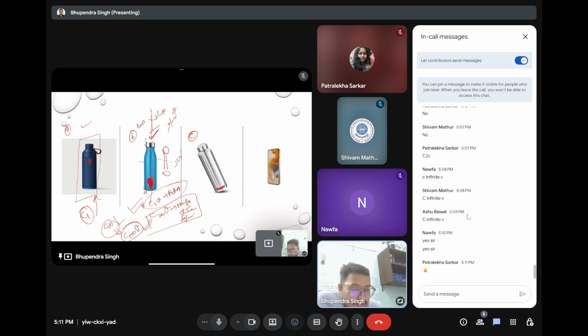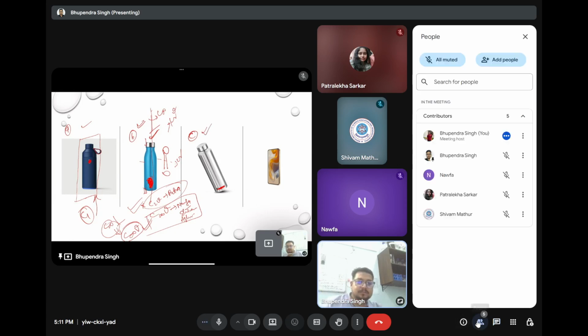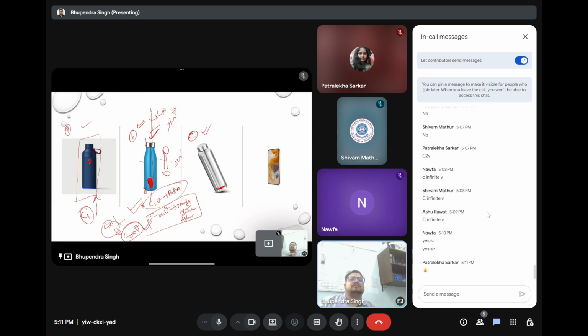Okay, nice. Okay, find the point group of this bottle now. Okay, Ashu left. Anyway, Nafa is saying C1. So what about Shivam and Patlekha?